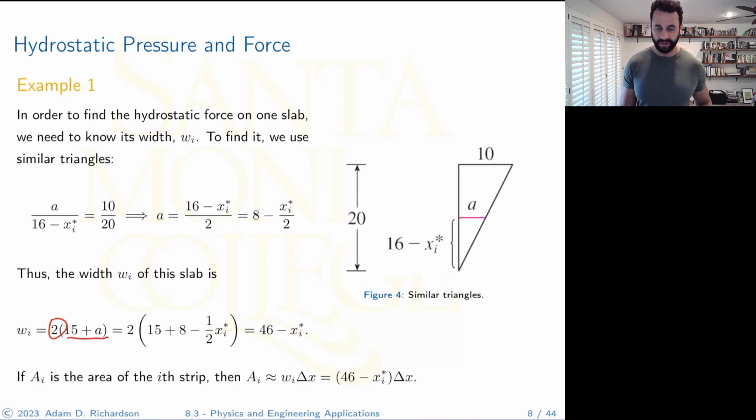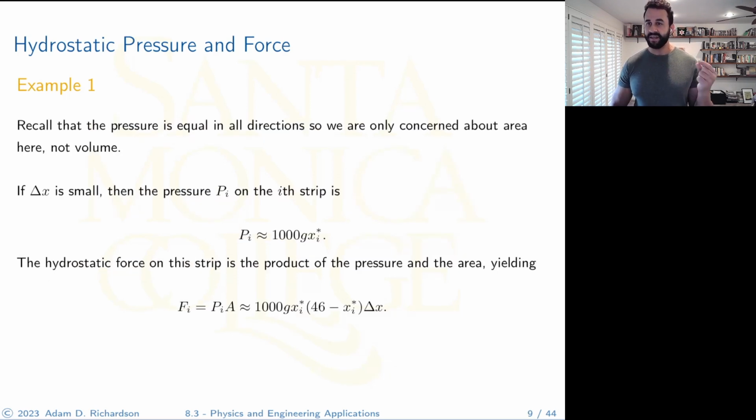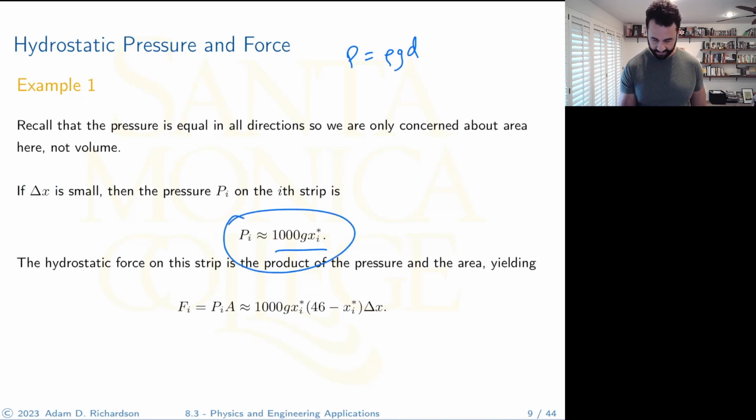All right, let's move forward now. Okay, now if delta x is really, really small, the pressure on that strip is given by this, 1000 g times x sub i. The 1000 is coming from the density of the water. g is the gravitational constant, and x sub i is the depth. So remember the formula for pressure? The formula for pressure was rho g d. That's what's going on right here. And if delta x is small, then the pressure is going to be approximately this bit right there.